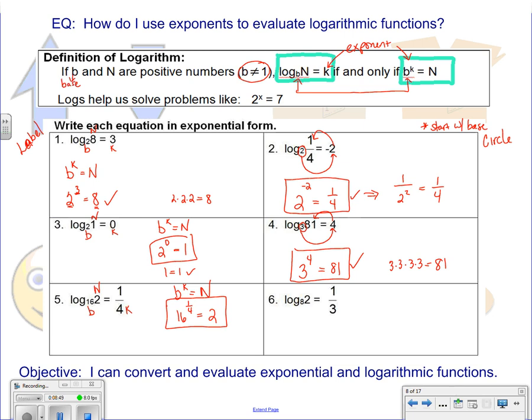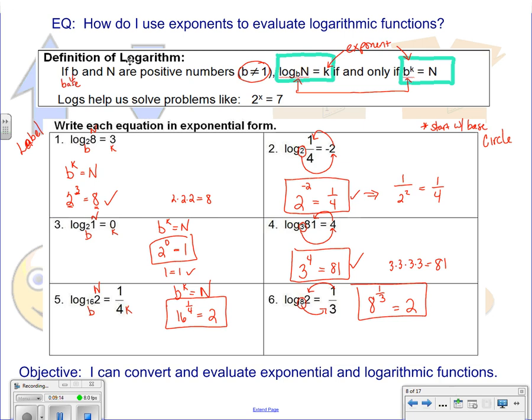Number 6, again, we're rewriting the log base 8 of 2. It says it's equal to 1/3. We want to write it as an exponent. So I start with my base, go to the opposite side. We get 8 to the 1/3 is equal to your 2. Again, we are just rewriting our log as an exponent.